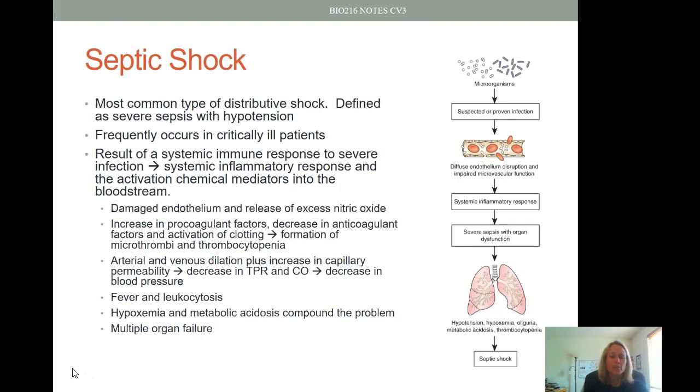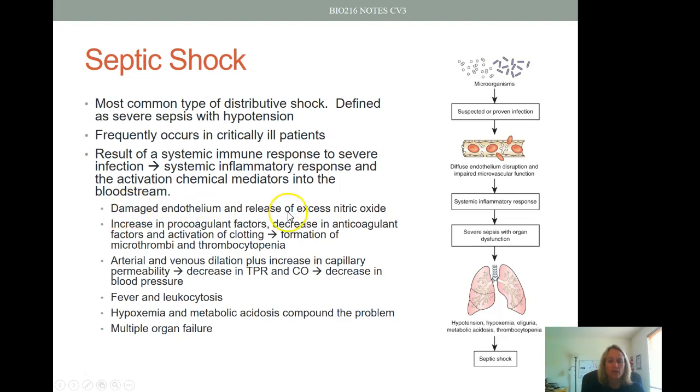Septic shock is the most common type of distributive shock, and this is defined as when we have severe sepsis with hypotension. This can often occur in critically ill patients. So this is a result of a systemic immune response to a severe infection. So we get this systemic inflammatory response and activation of chemical mediators into the bloodstream.